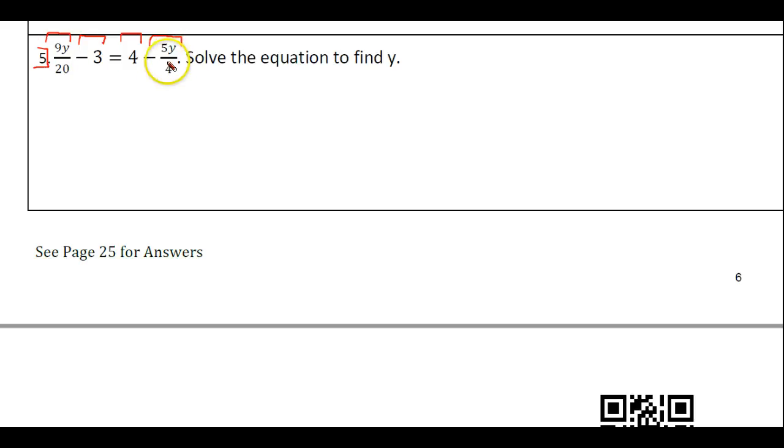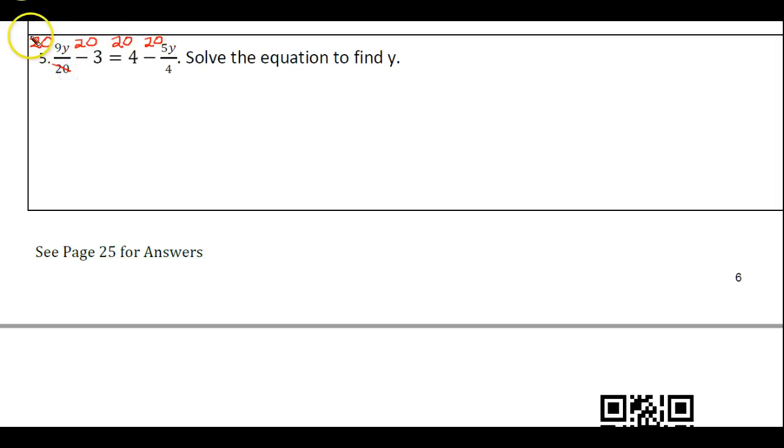So we have 4 terms, and the rule is to get rid of fractions, we want to multiply each term by the lowest common denominator, which happens to be 20. So let's do that. Multiply this by 20. Multiply this term by 20. This one by 20. And this one by 20. Now, some authors just put a parenthesis out here and then multiply everything by 20 that way. I like it this way.